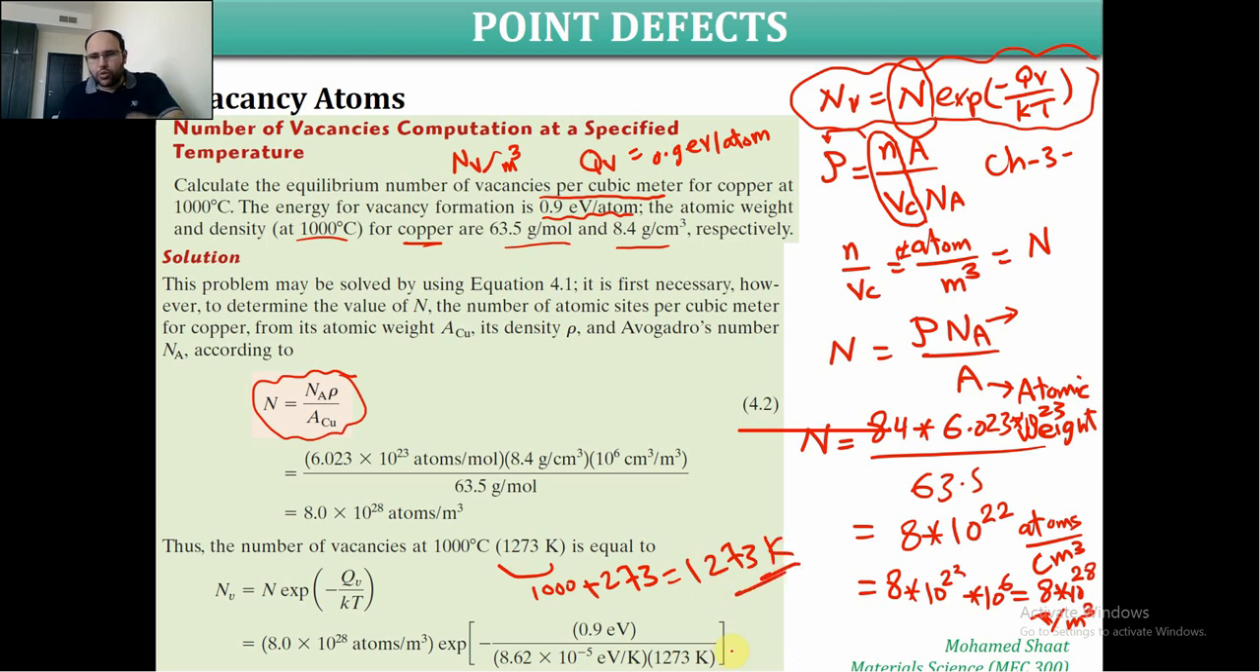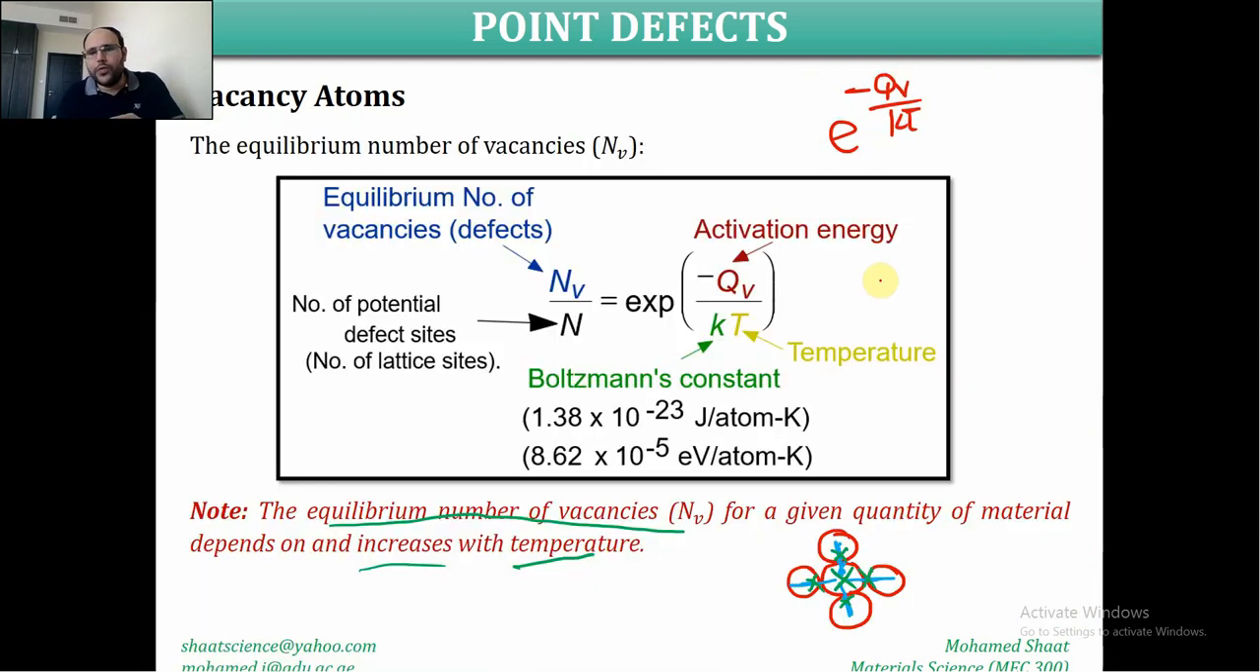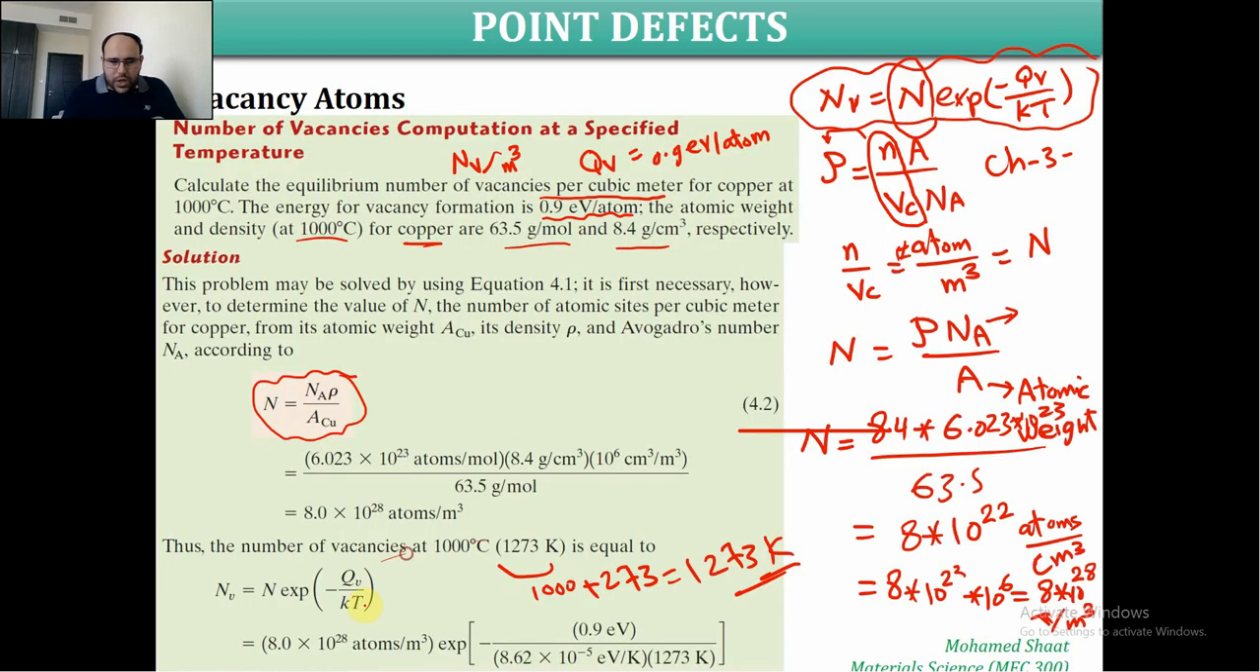So we have to substitute the temperature in terms of Kelvin here, as already given. Then you're just going to plug in K, which is the Boltzmann constant, 8.62 times 10 to the power negative 5. Why did we substitute this value? Because the QV was given in eV. So in that case, you have to use 8.62 times 10 to the power negative 5. Do the multiplications. You're going to end up with the number of vacant atoms being 2.2 times 10 to the power 25 atoms per meter cube.